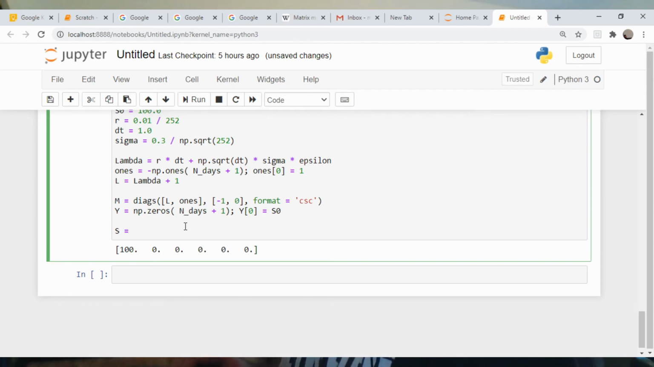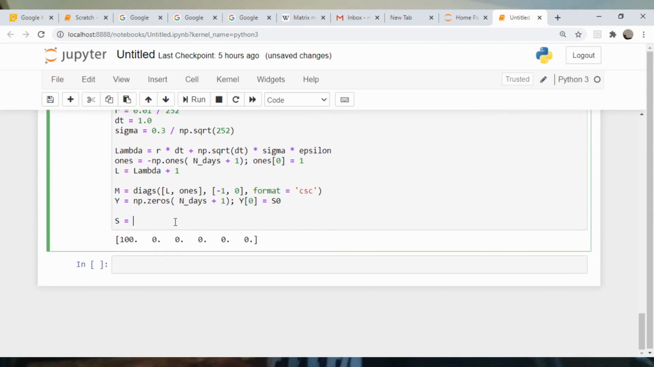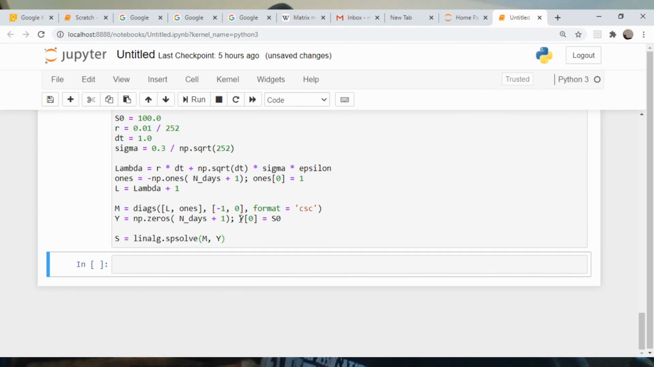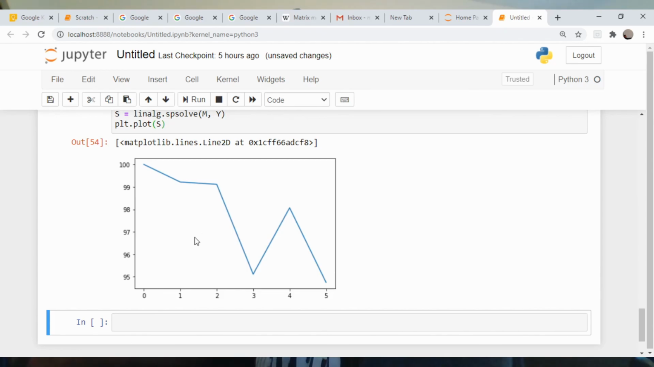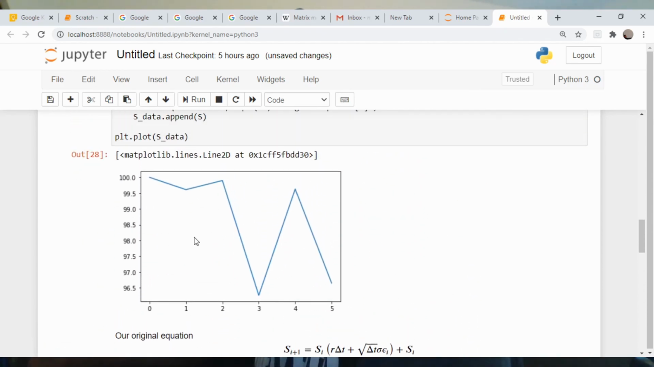So our stock price is going to be equal to spsolve, which is the sparse version. Did I not import it? linalg.spsolve, which is the equivalent of the dense function in NumPy, just solve. And the arguments are the same. We pass in our matrix, we pass in our column vector, and that should be it. Does it actually run? Yes, it does. Let's plot out what S looks like. plt.plot S. And you should see this graph is identical to this graph.